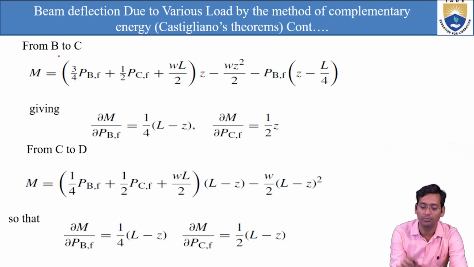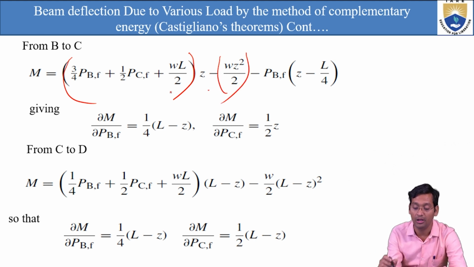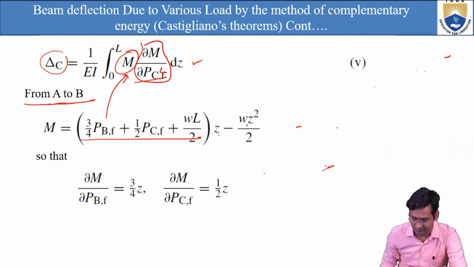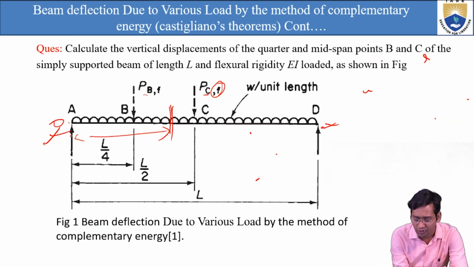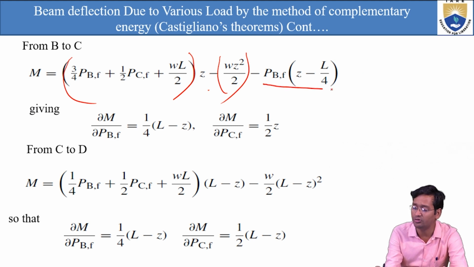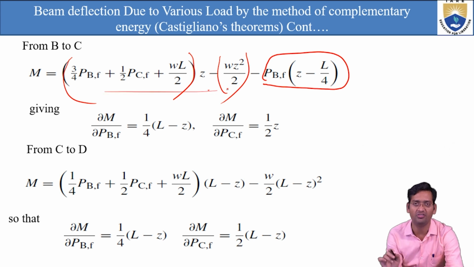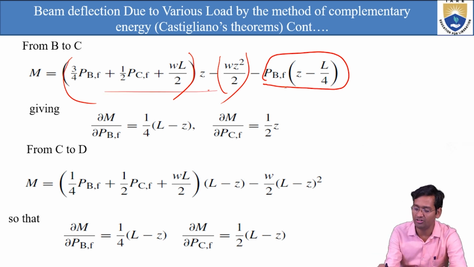Now for B to C. Just see, for B to C this reaction will be there. Then how much load in between B to C is acting? That WZ square by 2, so this will be the same. Now let's see the figure. If this distance we have measured as Z, and this is L by 4, then this distance will be Z minus L by 4, right? So PVF into Z minus L by 4 is the moment. And these two will be just like the previous one up to AB. So now this term will get added.